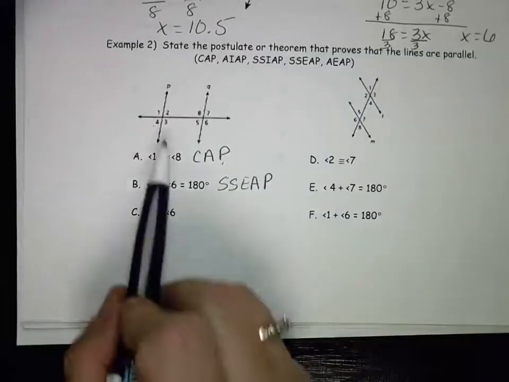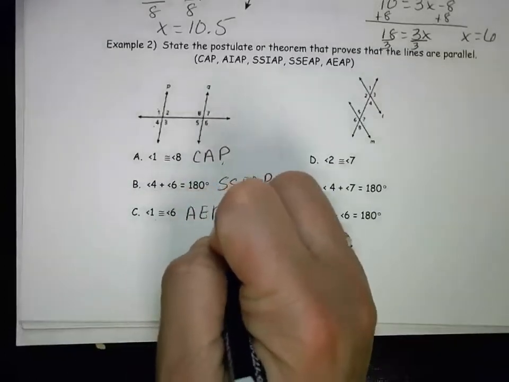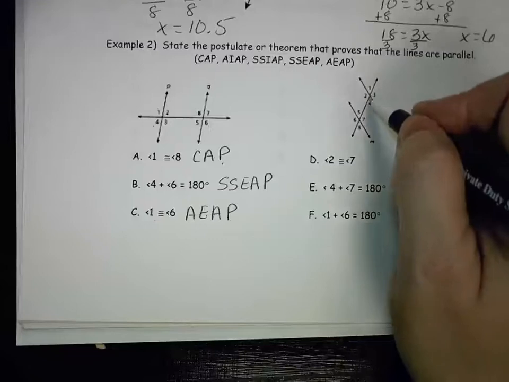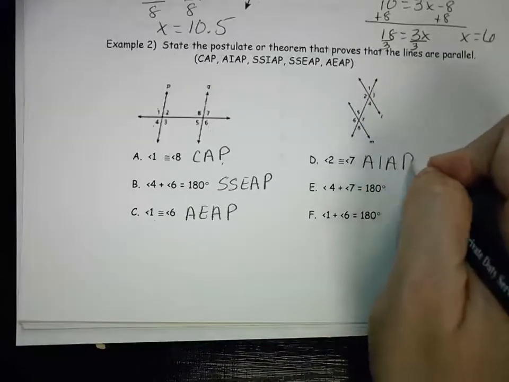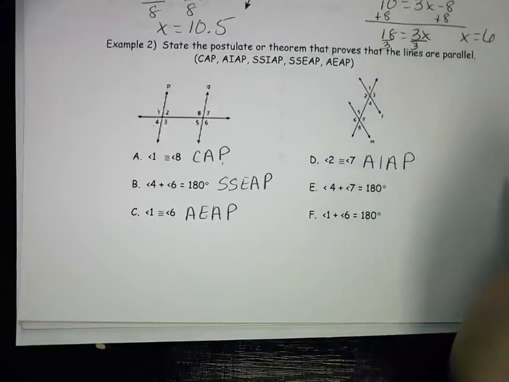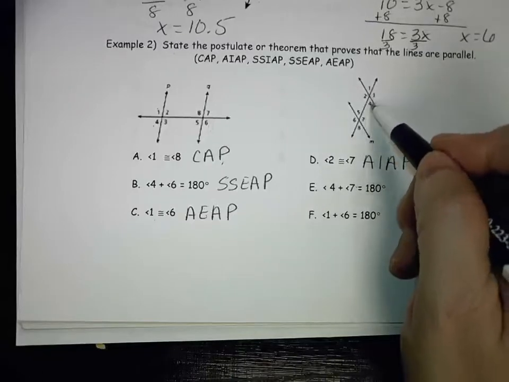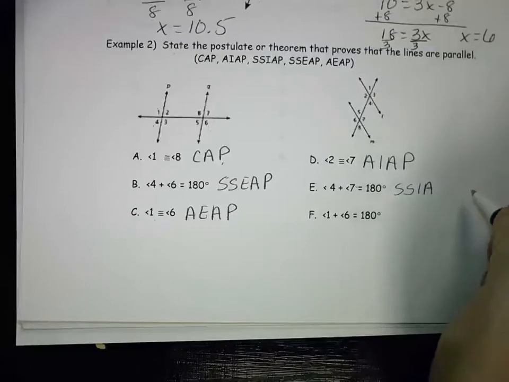Letter C, 1 and 6 are alternate exterior angles that are congruent, and that makes the lines parallel. Over here, angle 2 is congruent to angle 7. Those are alternate interior angles congruent, so the lines are parallel. E, 4 and 7, those same side interior angles add to 180, so that makes the lines parallel.